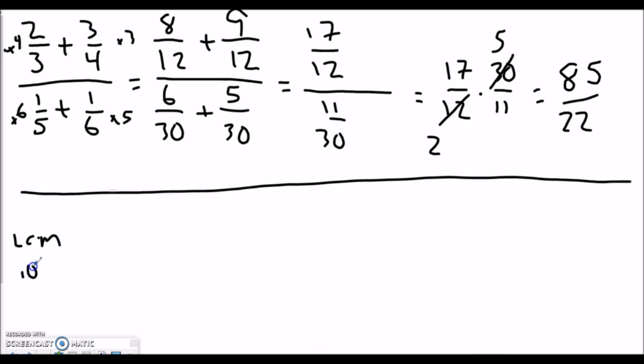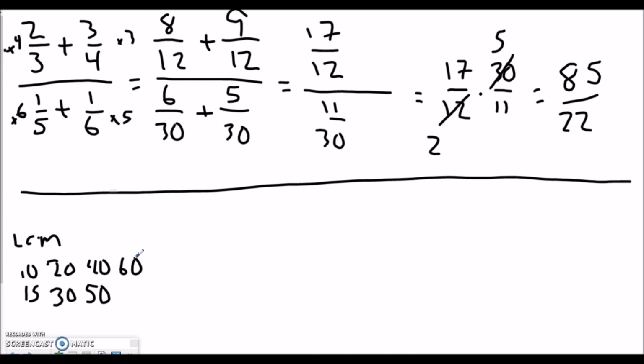Let's see, 10, 15, 20. 20 is not a multiple of 3, 4, and 6. So 25 won't work. It can't be any of the odd multiples of 5 because 4 and 6 are both even. So let's go by 10s. 30. Nope, 4 doesn't work. 40. No, 6 doesn't work. 50. No, 4 doesn't work. 60. There we go. They all work for 60.